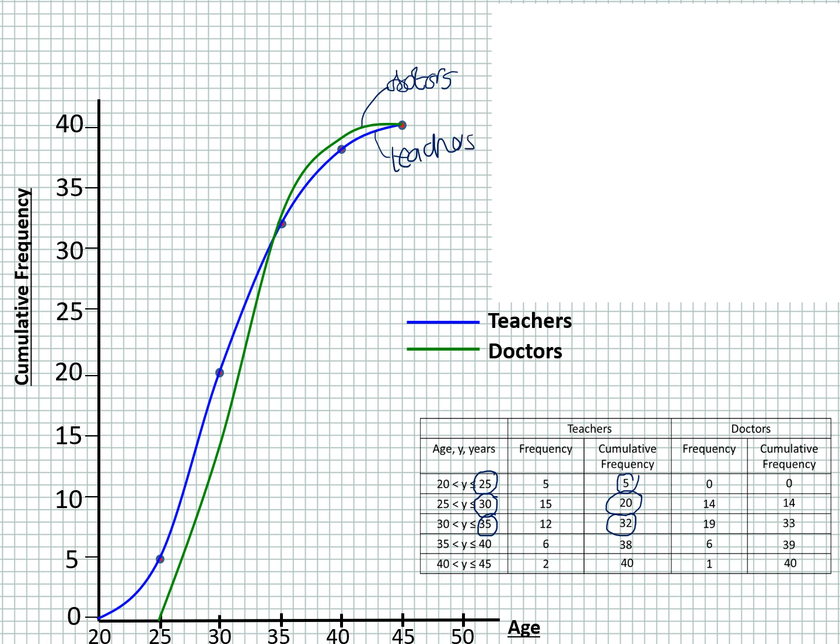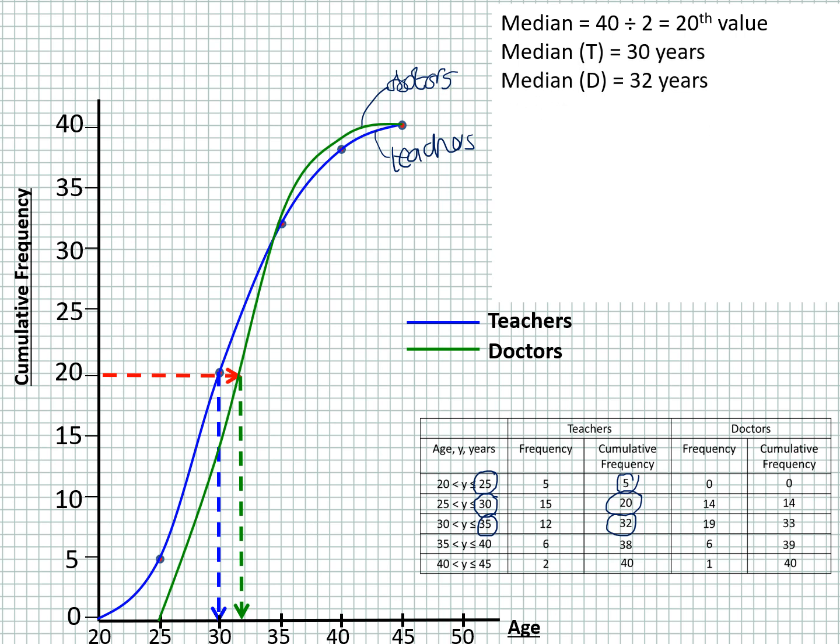Okay. What we're going to do now then is we're going to read off our median and lower quartile and upper quartile for each of the graphs. So you have a think, median, halfway up the cumulative frequency, so that's going to be my 20th value. Read it off for both of them. Okay, teachers should be 30, approximately 30, depends if you've joined them with straight lines or curves. They might be slightly different to those, but you draw the lines on your graph and you write down what you get from your graph.